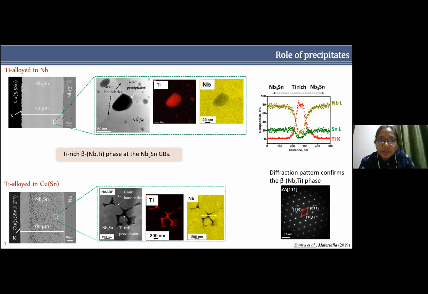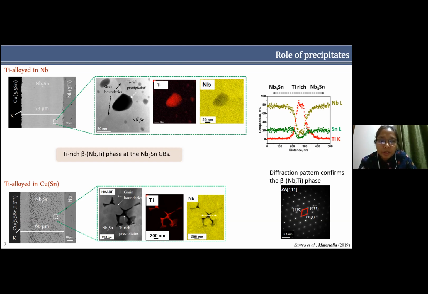Although in the case of titanium addition to niobium we could not see any precipitate at first hand, since the growth kinetics increased, we thought it was not a bad idea to make an FIB sample and look at it in the TEM. Then we noticed that there was indeed the presence of similar precipitates at the triple junctions of Nb3Sn phases, with a similar composition of titanium as well as niobium.